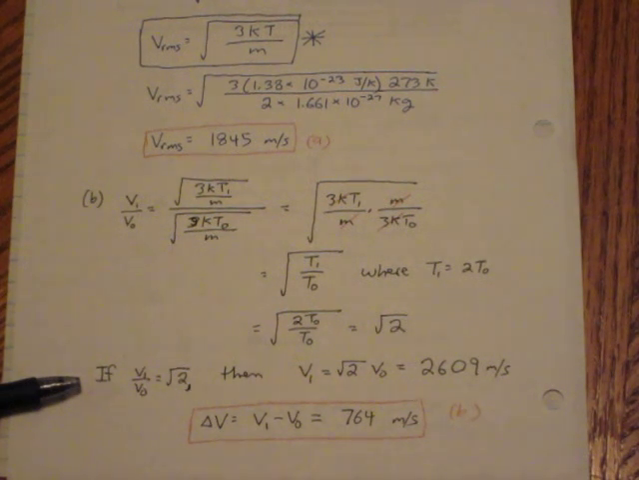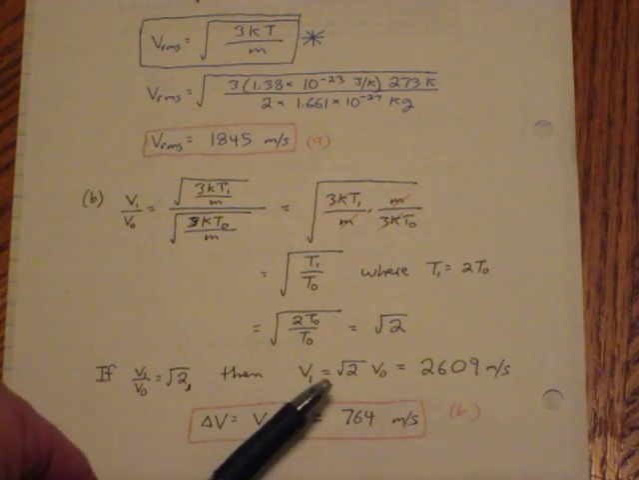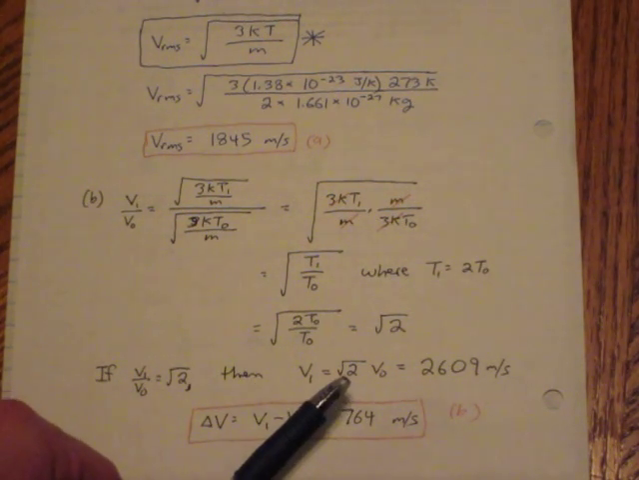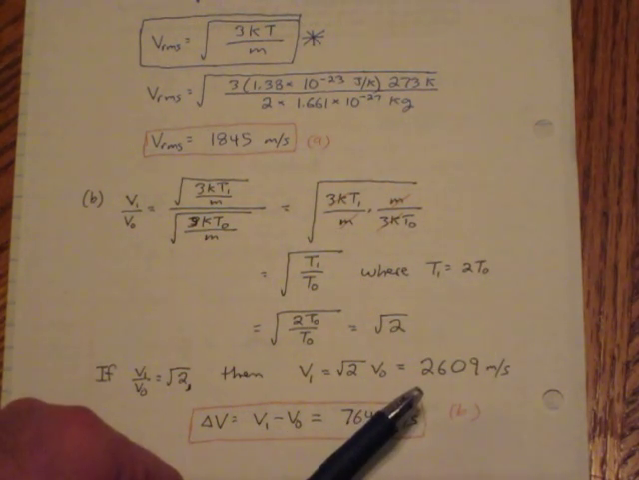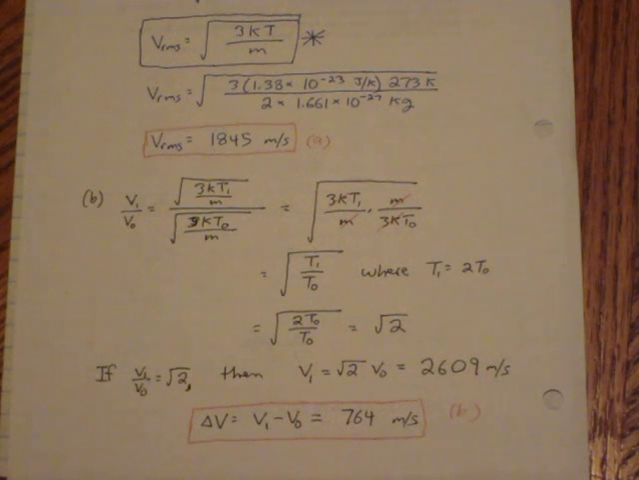So what that leaves us with is that the ratio of the speeds, V1 over V0, is equal to the square root of 2. Now it's a simple matter, once we've gotten this far, just to see how much it has changed. So V1 is square root of 2 times V0. We solved V0 in part A, and so we should get that it's 2609 meters per second. The question isn't asking what is the new speed, but rather how much has it changed. So change in V is V1 minus V0, which is 764 meters per second.